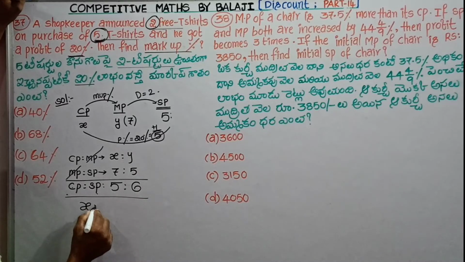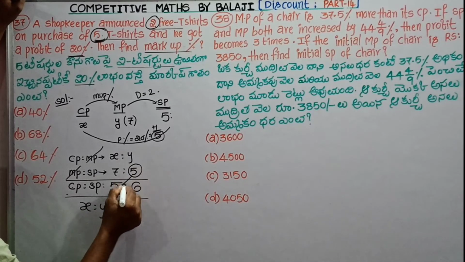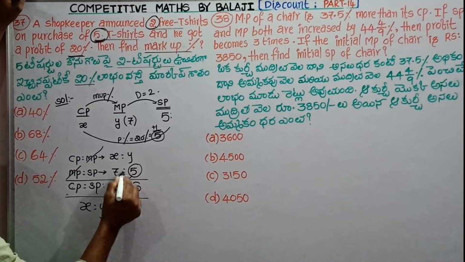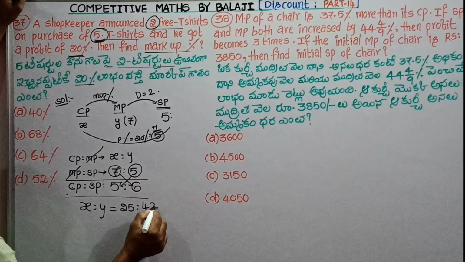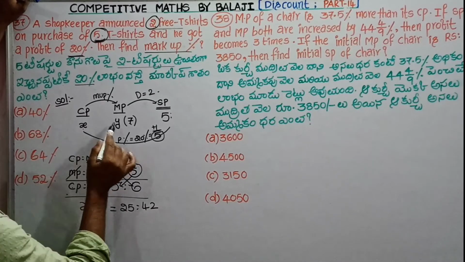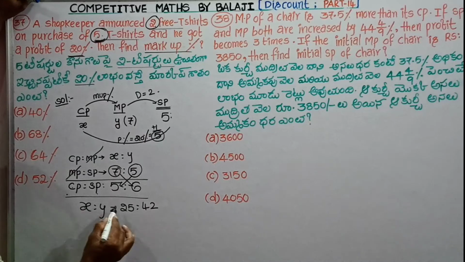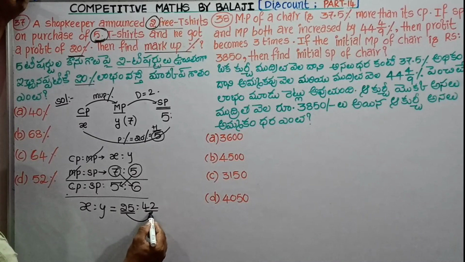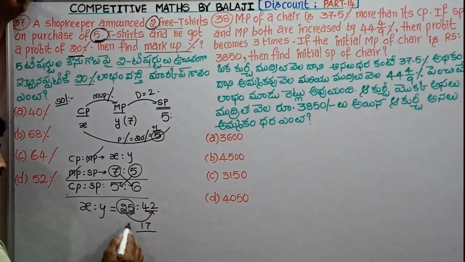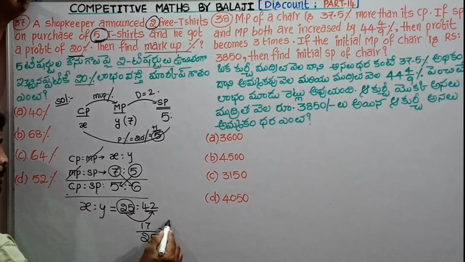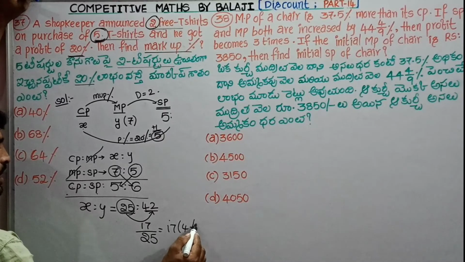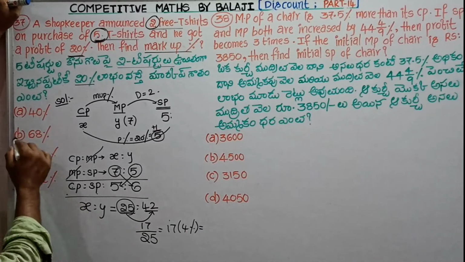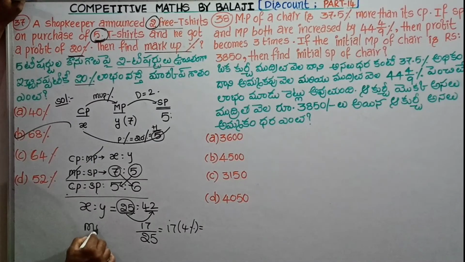So X is to Y equals 5 5s are 25, is to 7 6s are 42. That is, the ratio of cost price to market price: if the cost price is 25 units, then the market price is 42 units. That is, the market price is 17 units more than the cost price 25. And we know that 1 by 25 is 4%. 17 of 4%, nothing but 17 4s are 68%. So the markup percentage is equal to 68%.